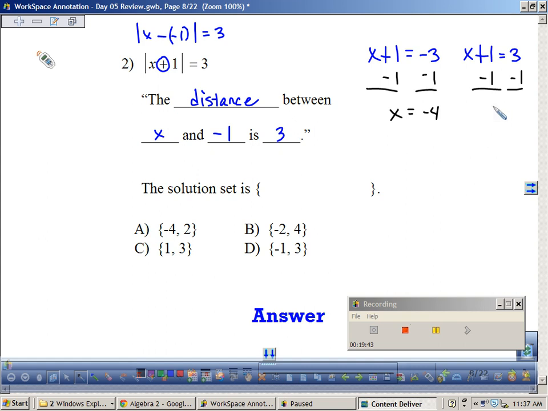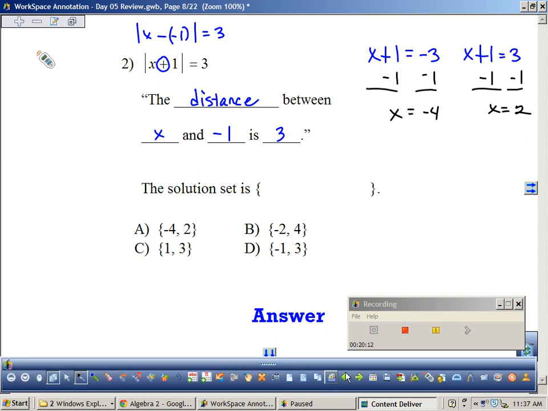X equals negative 4, and x equals positive 2. So how did they get this? They forgot to change what? Because you didn't have to change it to solve it. Where did what 3 come from? Found it? Okay, can we move on?